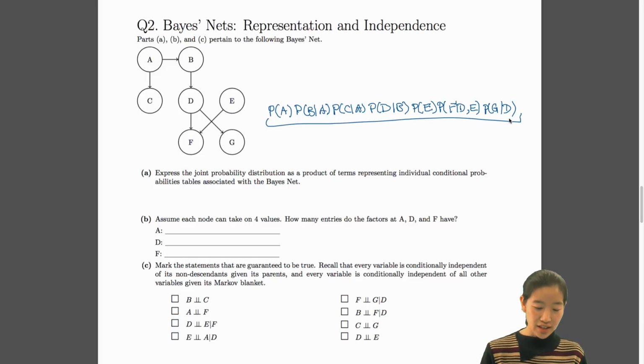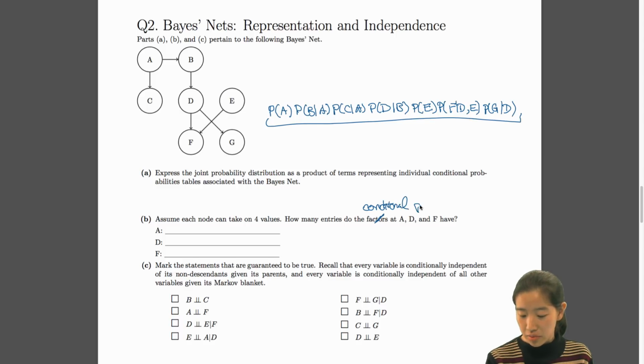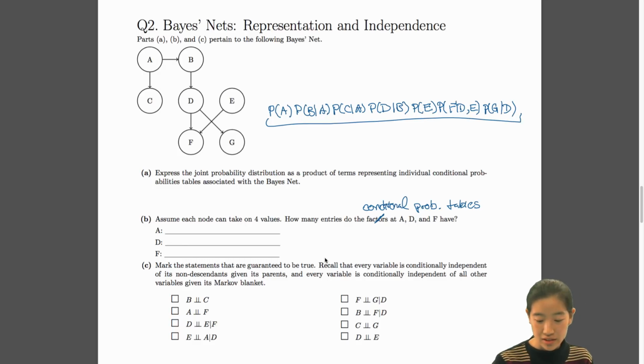Now let's look at some other properties of the BaseNet. It asks us, for each of the nodes, how many entries do the, actually let me rewrite this, let me call this the conditional probability tables. For each of these variables have, well, we can quickly just see the one for A, this is just going to be A, it doesn't depend on anything. So this is going to be probability of A. The only free variable here is A. If there are 4 values, it's 4 to the first power, which is equal to 4. Perfect, easy.